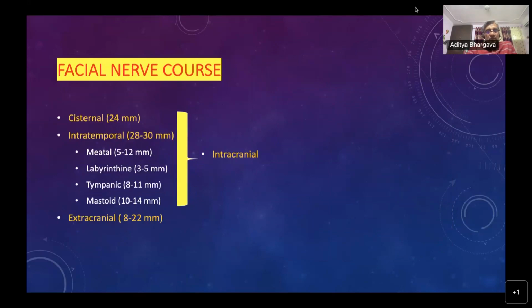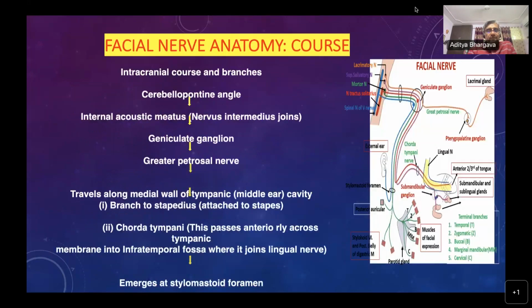And then it comes out of the skull from the stylomastoid foramen, and inside the body of the parotid gland, it divides into 5 terminal branches. The surgical importance of this is that this division divides the parotid gland itself into a superficial lobe and the deep lobe.